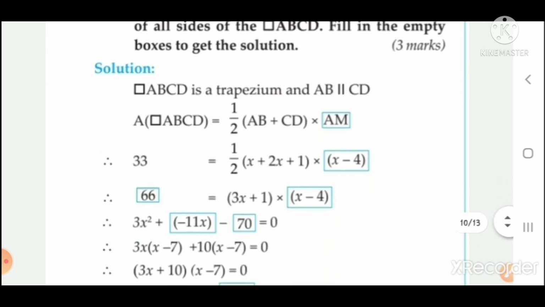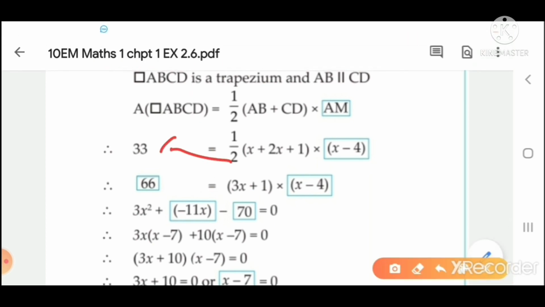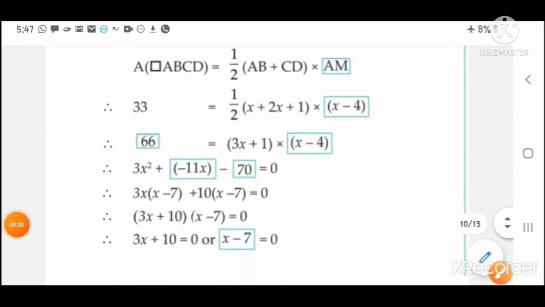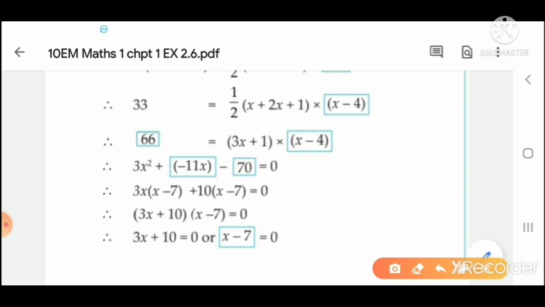Very simple, huh? This kind of sums are very simple. You have to just substitute, just use your brain and you get the answer very easily. Now after that, cross multiply. This 2 multiplied by 33 becomes 66, equal to 2x plus x becomes what? 3x plus 1. Here you can see, this much is clear. After you solve this you will get this. Now after this I will tell you, we have to do 70 into 3, so 70 into 3 becomes what? 210.